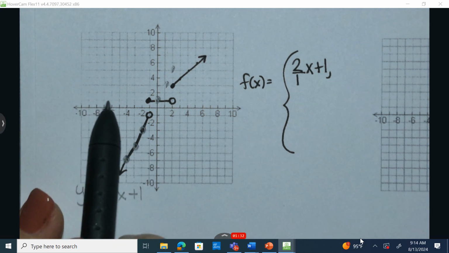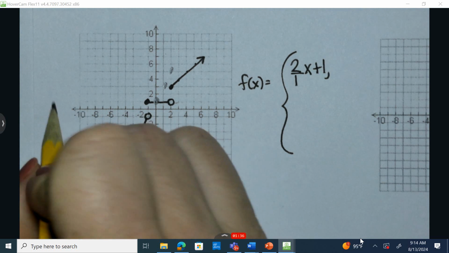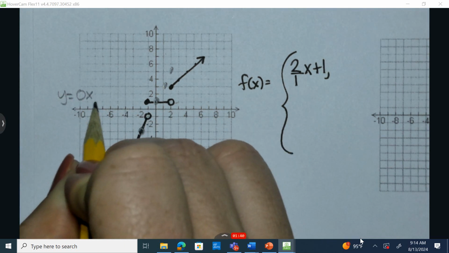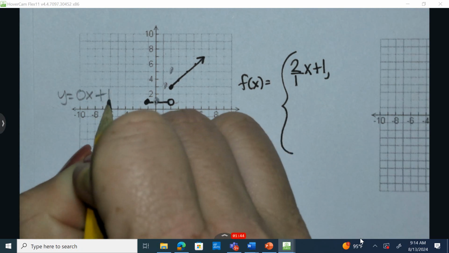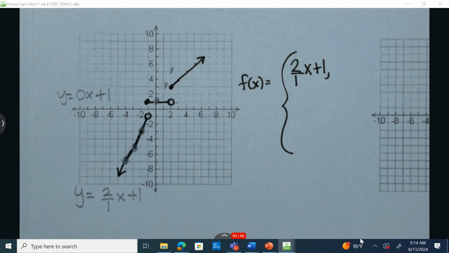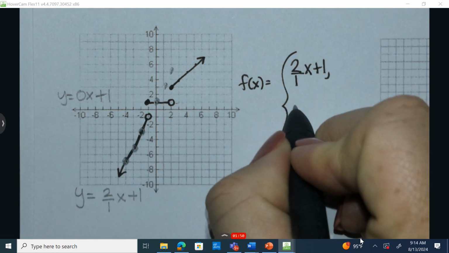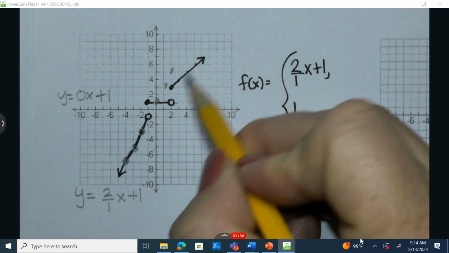This next piece is just a flat horizontal line. A flat horizontal line has no slope, so it's y equals 0x, and we can see it crosses the y-axis at a value of 1. So yes, you could write y equals 0x plus 1, but we know 0 times any number is 0. We're welcome just to write 1.